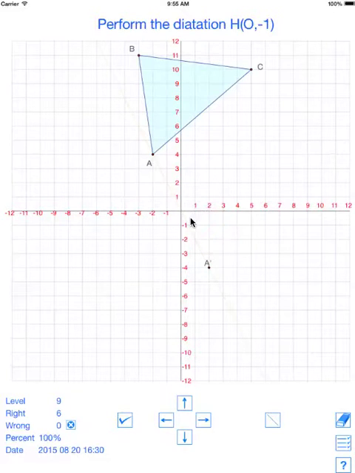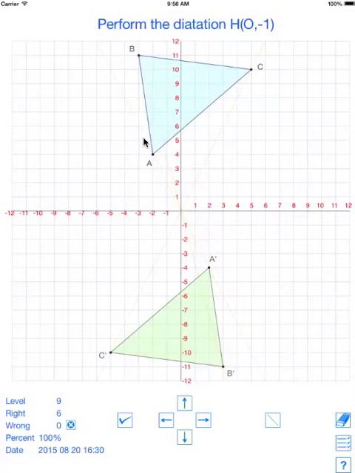So instead of being -2, +4, it's going to be +2, -4. The b, instead of being -3, +11, is going to be +3, -11. So we're just switching the signs. Notice this is identical to a 180-degree rotation. So here we're at 5, 10, and so we're going to be at -5, -10. And that's it.